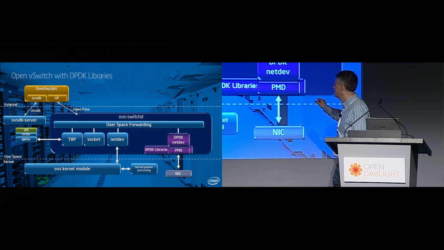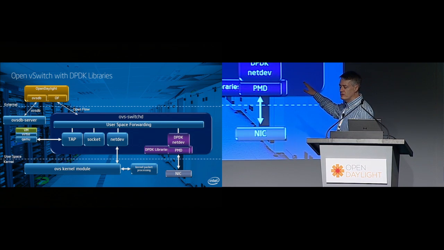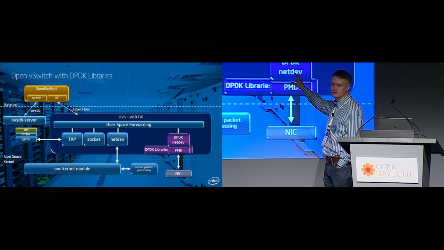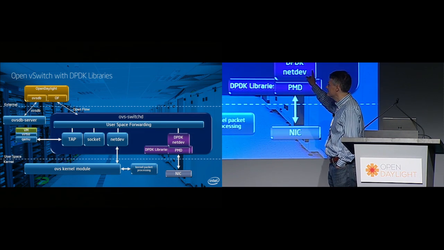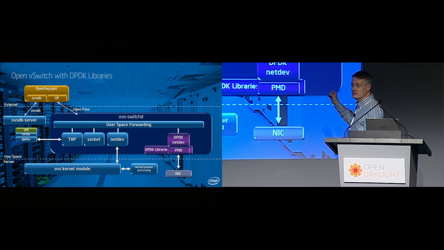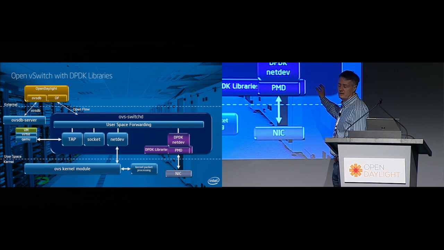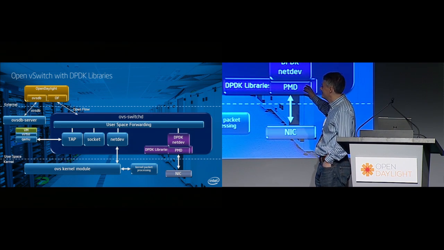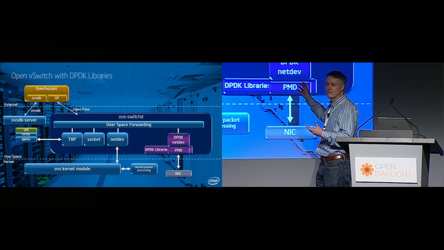So what we did was we took in those DPDK libraries into the OpenVSwitch daemon. This is running as a single process. It's using those libraries, so you've got the features that we talked about, like, for example, the poll mode driver, and we created a DPDK netdev. Now, because it appears as a netdev, it kind of plugs into the whole framework.